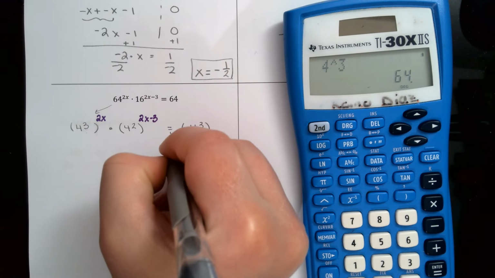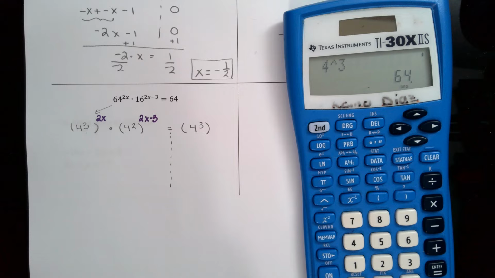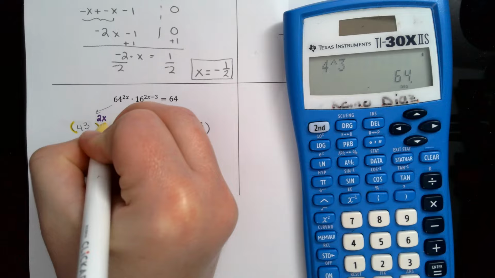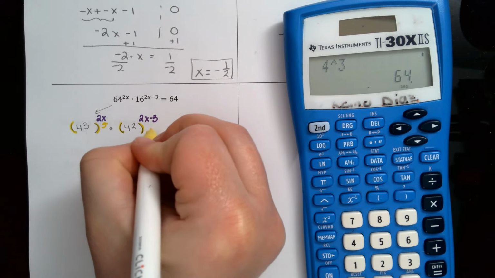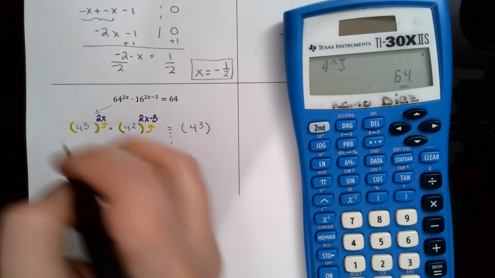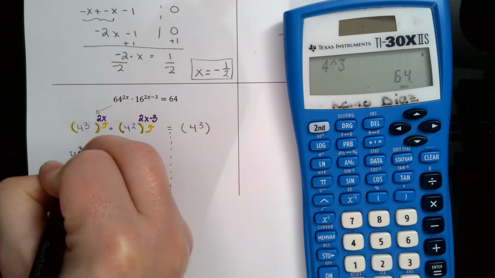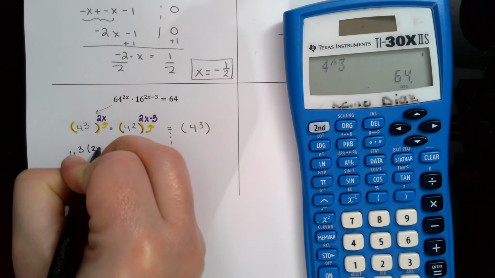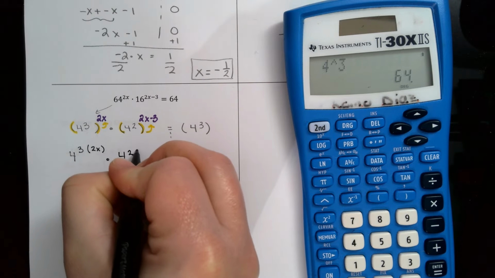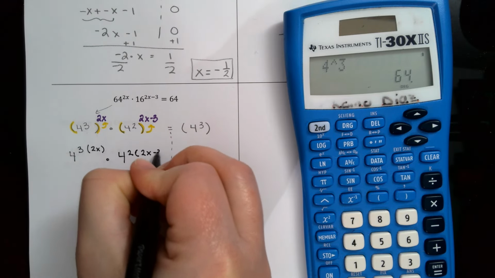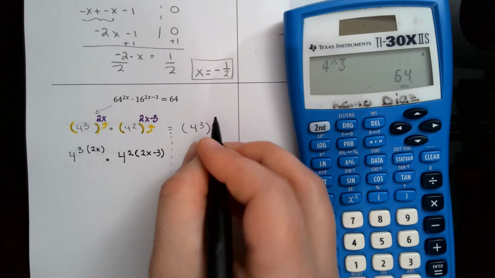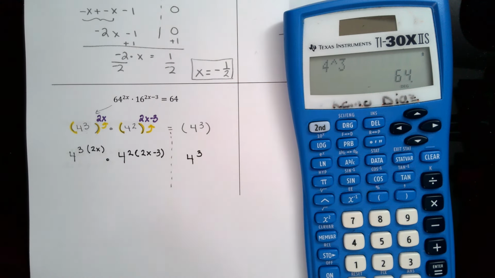Remember, if you have an exponent with an exponent, you're going to shift the parentheses to the outside exponent. What that looks like is you're going to now have 4 to the third power, open 2x, close, times 4 to the second power, open 2x minus 3, close. Here, there is no exponent on the outside of the parentheses, so we remove the parentheses.